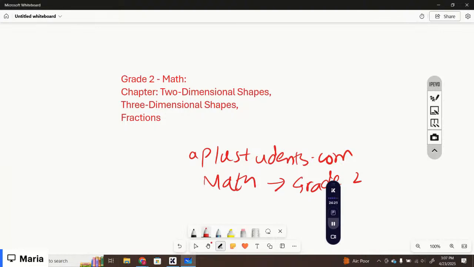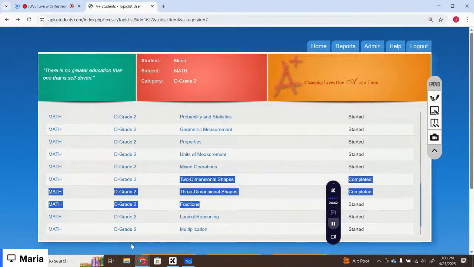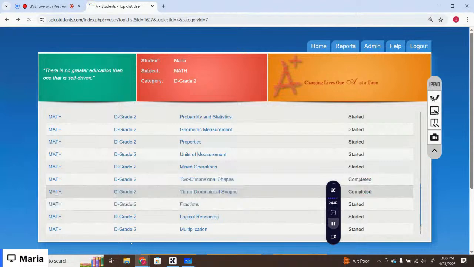Here you can find a list of the chapters. We're going to start with the chapter 2-dimensional shapes, 3-dimensional shapes, and fractions. These are the lesson names. So please make sure you have your notebook and pencil so that you can note down the important examples and definitions as well. Here I'm on grade 2 math. Let's start with the chapter 2-dimensional shapes.